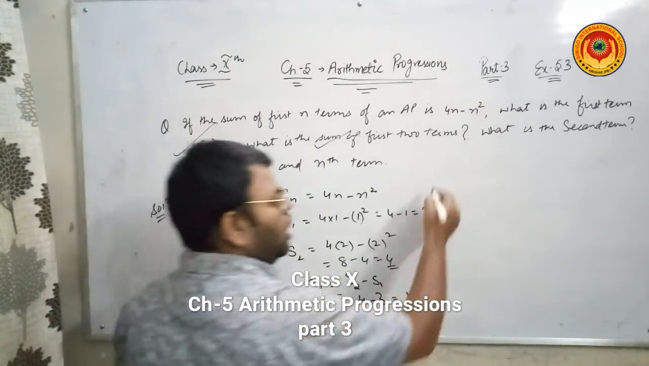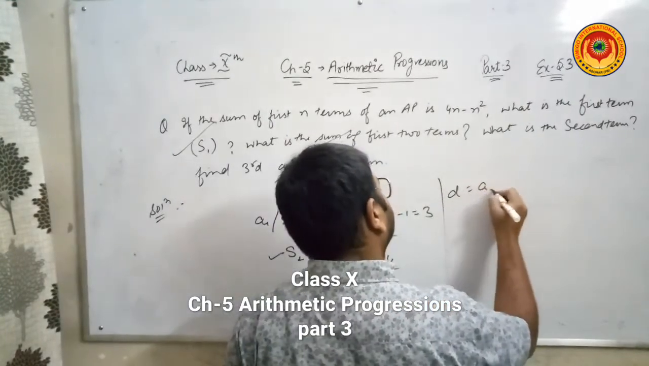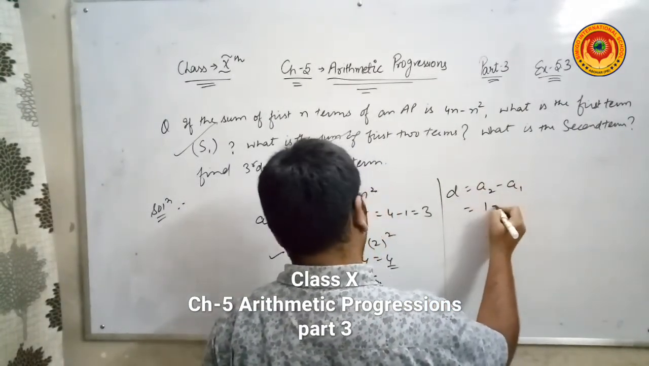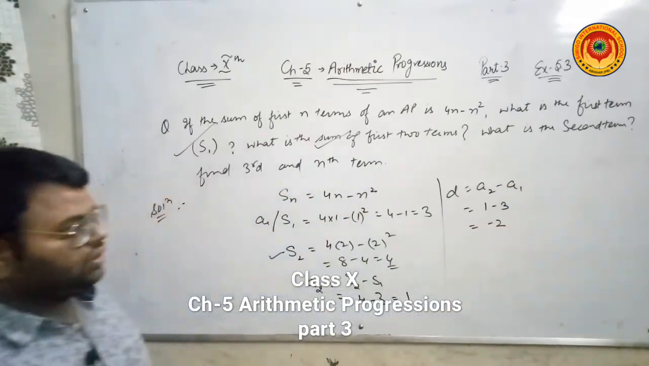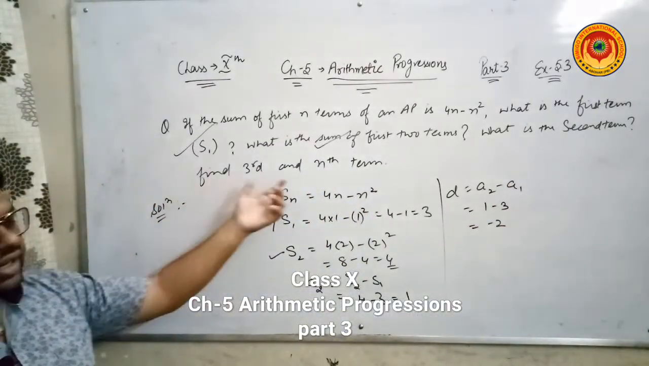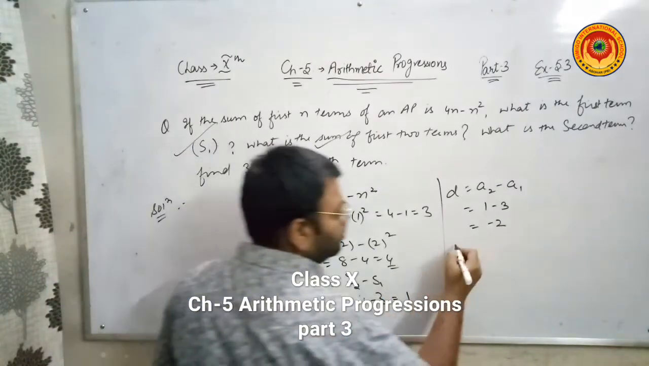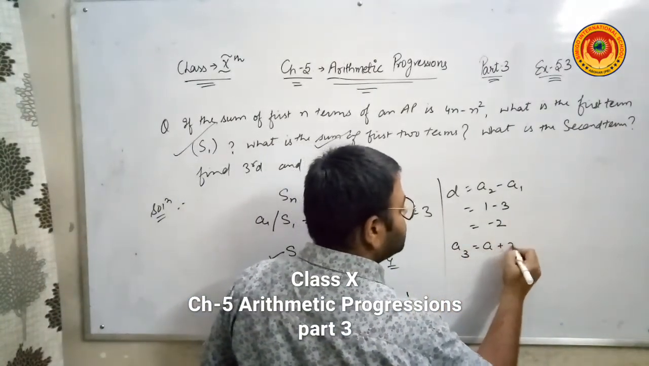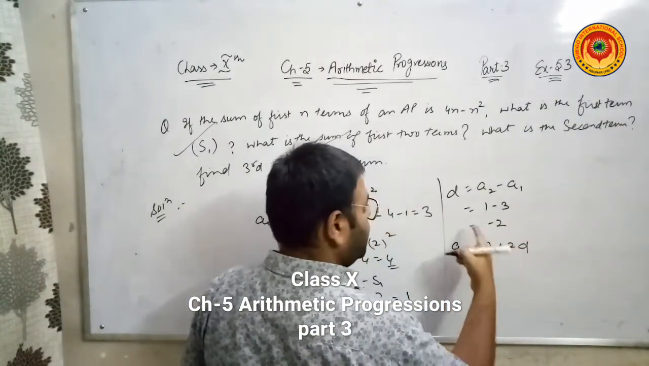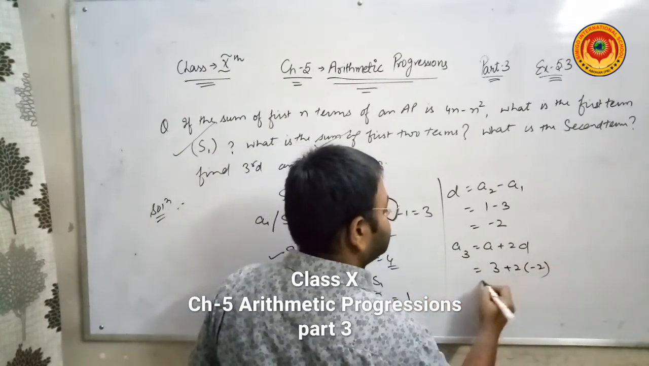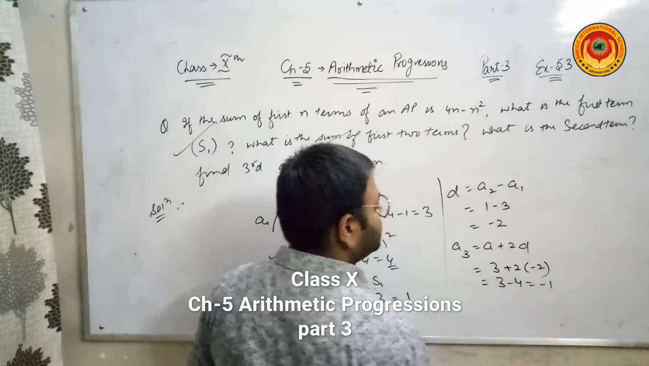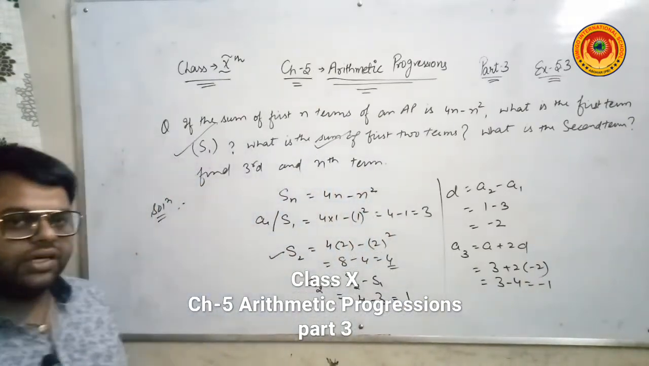Now, how can you find out the common difference? Second term minus first term. 1 minus 3, that is minus 2. This is your common difference. Question is find the third and nth term. What's the formula for third term? a plus 2d. What is your a? First term. 3 plus 2 into minus 2. 3 minus 4, that is minus 1. This is your third term.